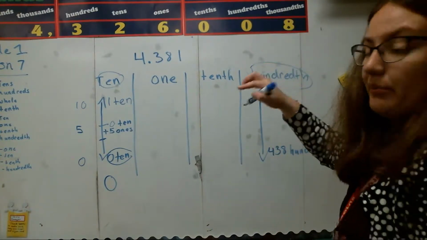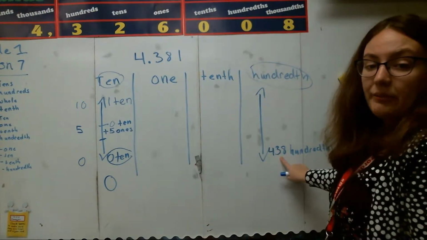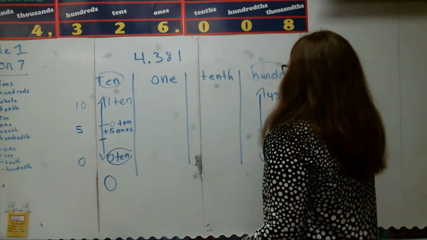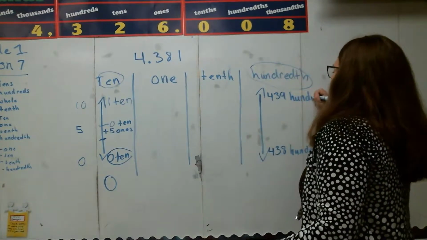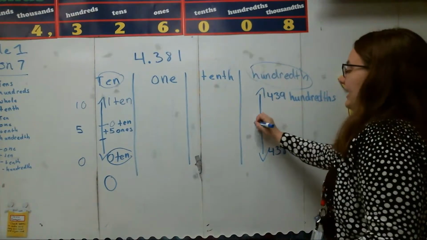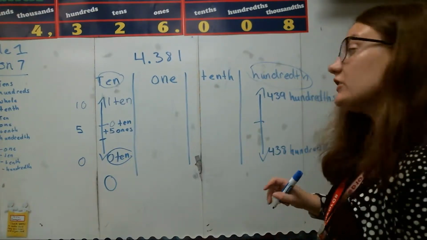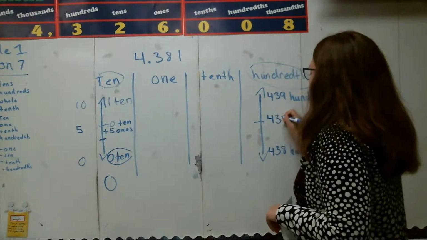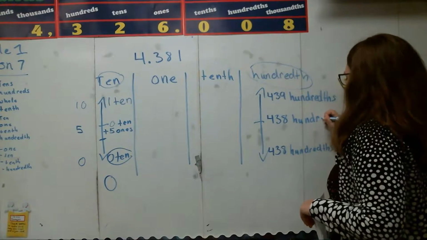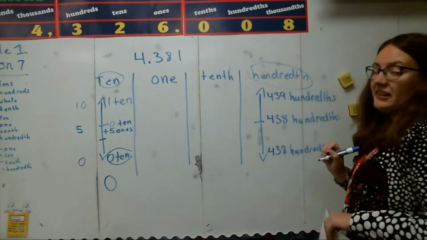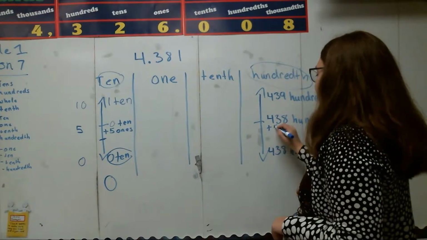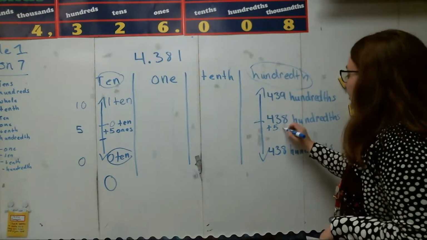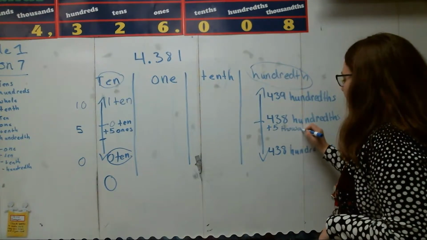And then at the top of my number line, I'm going to think about what is this number plus 1. So 438 plus 1. That is 439 hundredths. And then I have to create my midpoint. So again, I'm going to just rewrite what I see at the bottom of my number line. So I have 438 hundredths. And then I have to add 5 of my next place value. So if I'm in the hundredths, my next place value is the thousandths. So I have 5 thousandths.